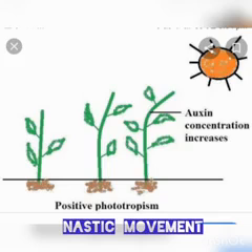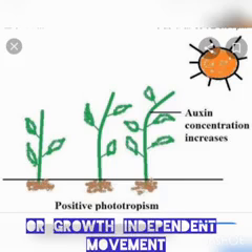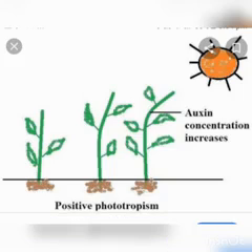One which is called growth dependent movement, and one which is called growth independent movement. Another term which is used for growth dependent movement is tropic movement, and another term which is used for the growth independent movement is nastic movement.